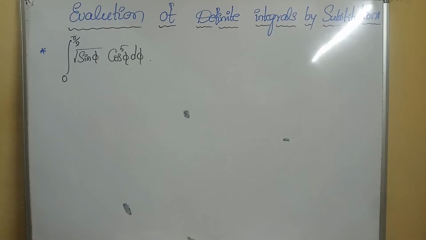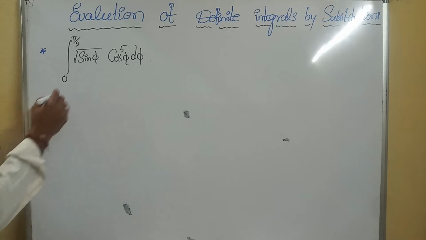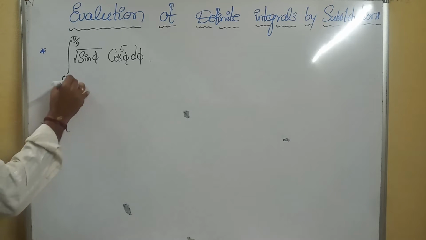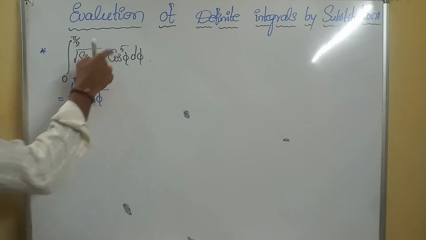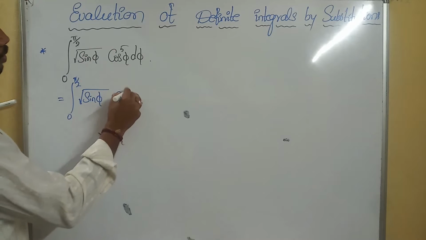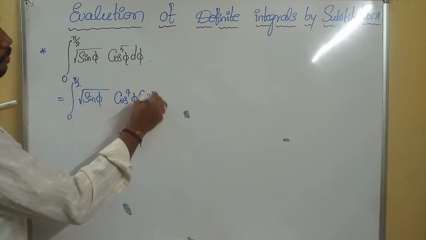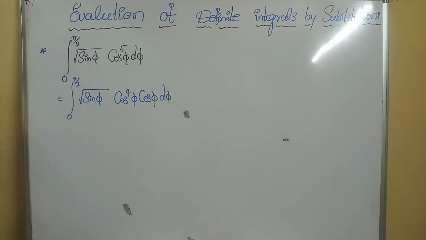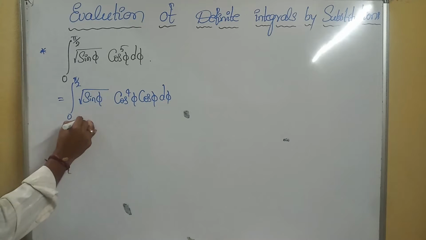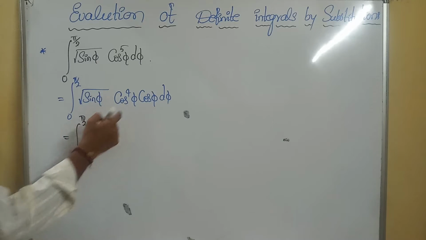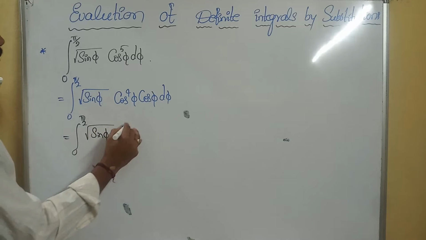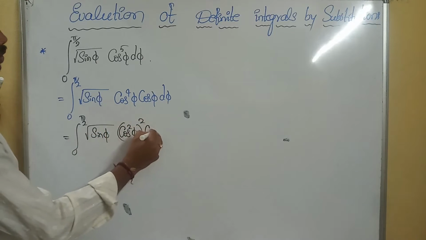Observe the next example. It is the integral from 0 to pi by 2 of the square root of sine x cos to the power 5 x dx. We have to write this given example as the integral from 0 to pi by 2 of the square root of sine x, let it be as it is, and cos x can be written as cos to the power 4 x times cos to the power 1 x dx. The next step, it will be the integral from 0 to pi by 2 of the square root of sine x, and cos to the power 4 can be written as (cos square x) to the power 2 cos x dx.